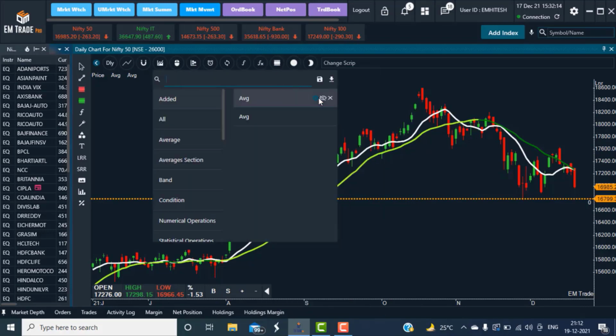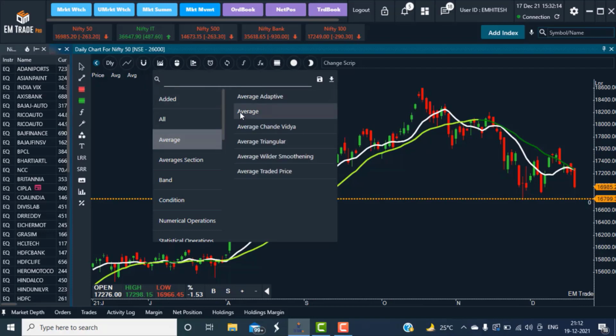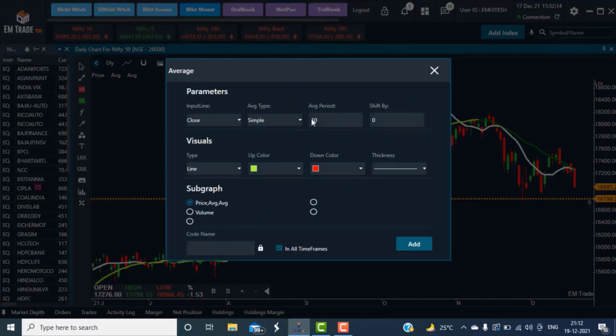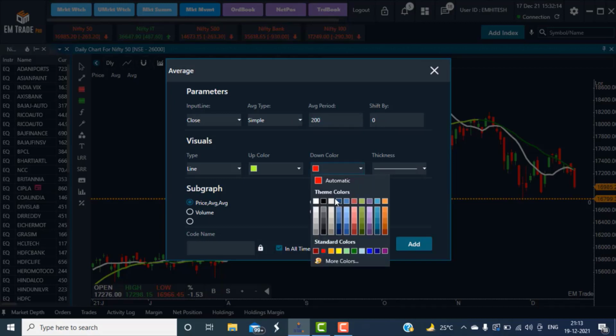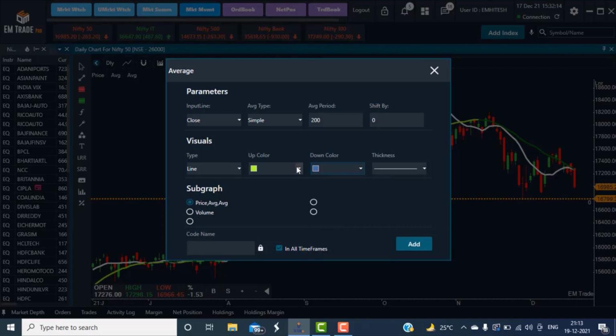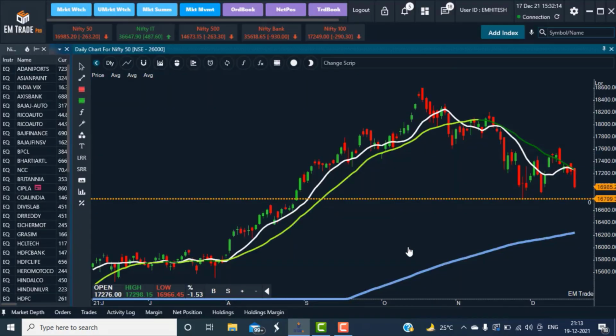And below 16,800, we have the 200-day moving average. So I will assign a different color to the 200-day moving average. Let me give it a lighter blue color. So you know the 200-day moving average is your lighter blue color, which is around 16,200. So traders keep these two levels in mind.